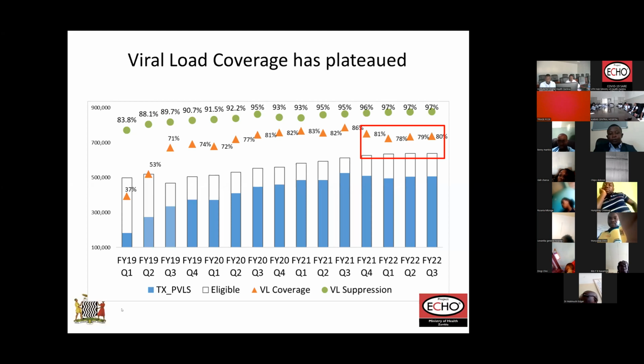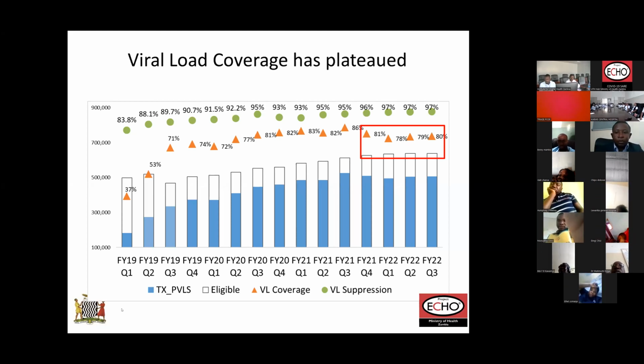That's the reason we are having this didactic discussion today. What can we do to improve to change this picture? What can we do to ensure that our viral load coverage goes closer to 95%? So it's very clear on this slide that really we have stagnated in the 70s and 80s.